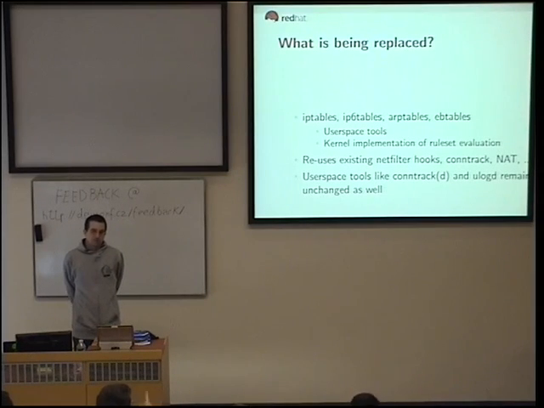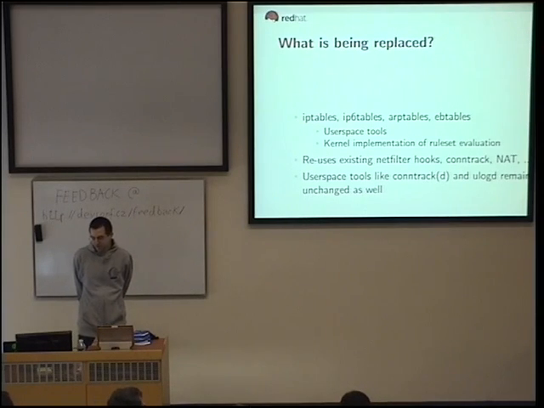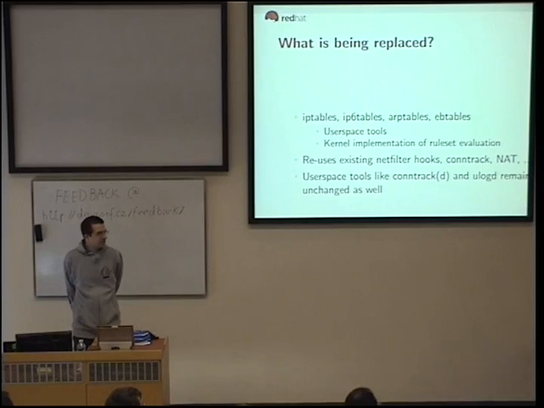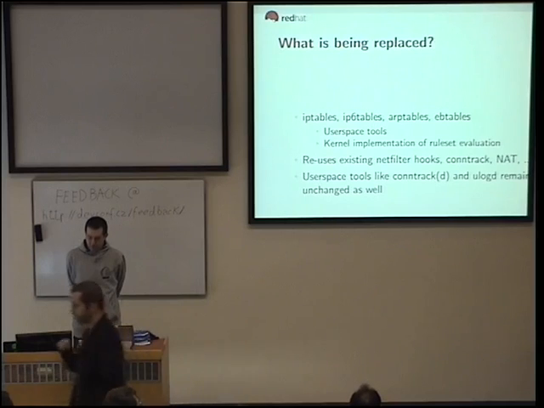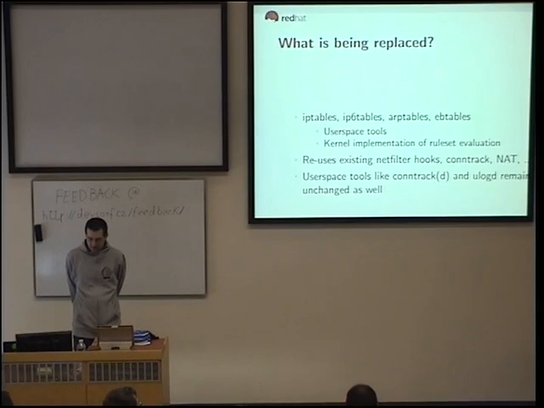So what's being replaced? Most simply speaking, IPtables, IP6tables, ARPtables, and EBtables, the latter one being the bridge filtering framework. So all these Userspace tools go away and they are replaced with a new one. And at the same time, we are also replacing the kernel implementations that do the runtime evaluation of the rule set in the kernel.